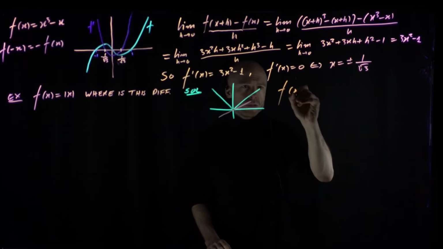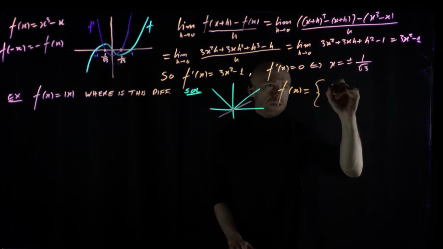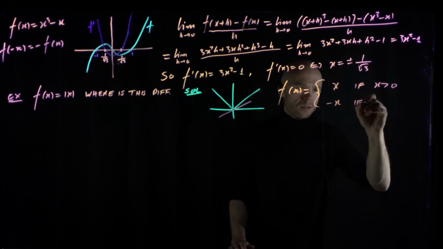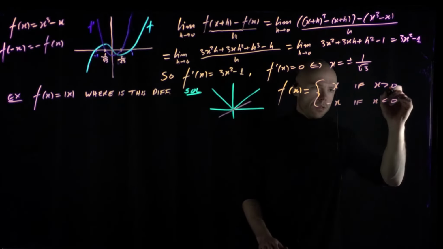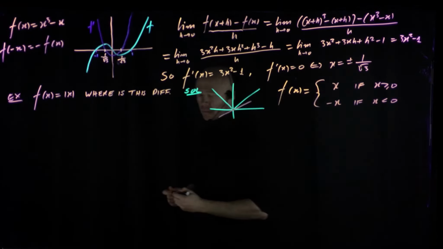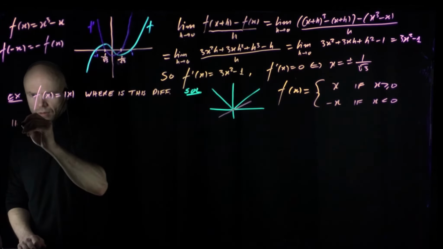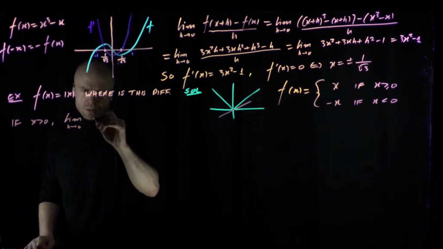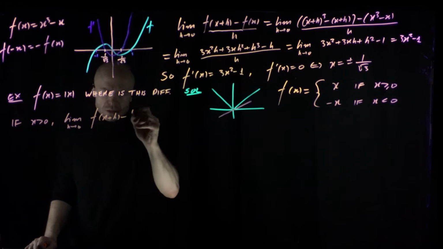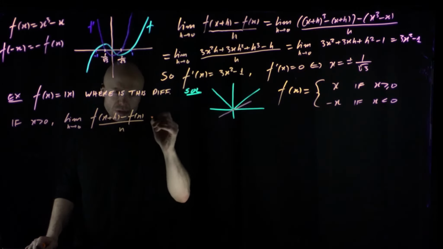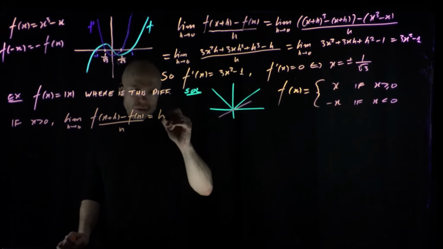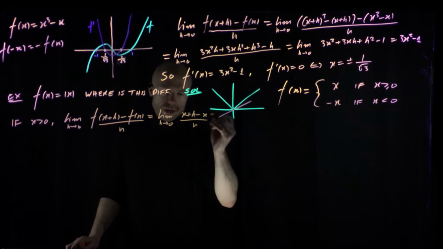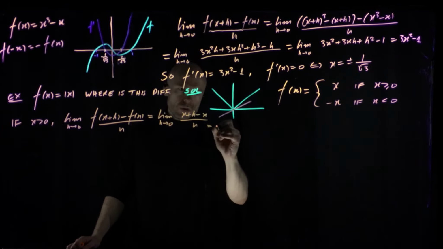So f of x is actually defined as follows. It's x if x is bigger than or equal to 0, and it's minus x if x is less than 0. So sure enough, if x is bigger than 0, the limit as h goes to 0 of f of x plus h minus f of x over h is just equal to the limit as h goes to 0 of x plus h minus x over h, which is just the limit of h over h, which is just equal to 1, right?